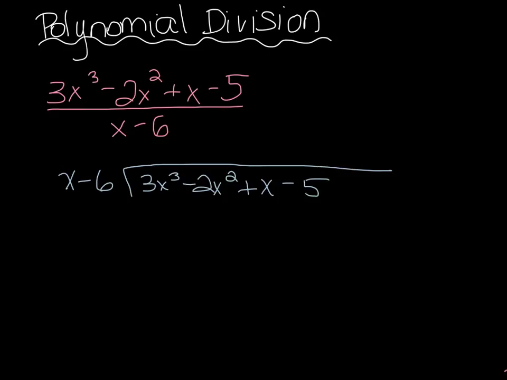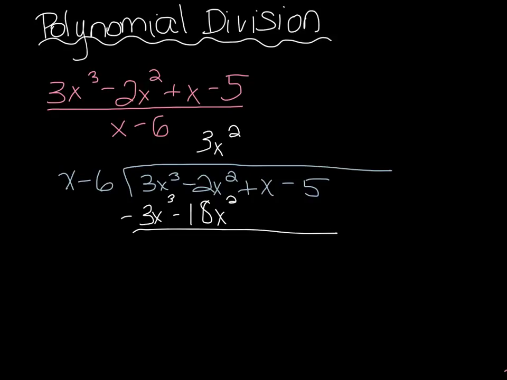We're going to look at how many times the x minus 6 goes into the first two terms, but what we're really looking at is where the x goes into the 3x to the third. So x goes into 3x to the third 3x squared times. And when I multiply, that's going to give me 3x to the third minus 18x squared.